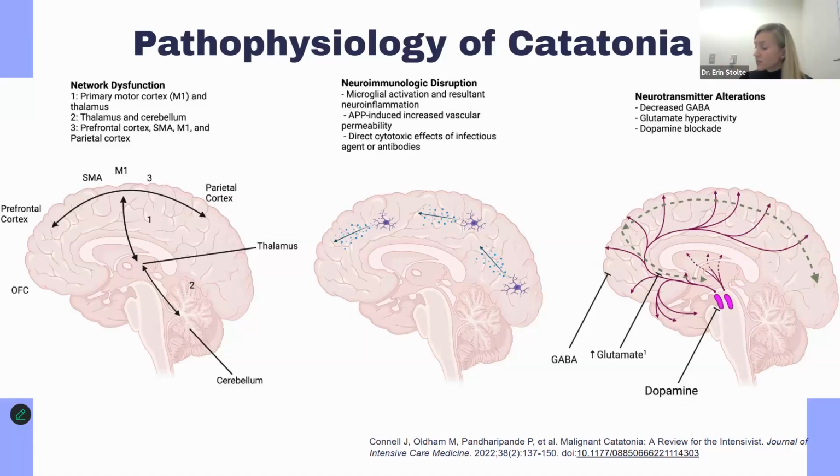The neurotransmitter system is also quite interesting. So there's significant reduction in your GABA system. So you have less inhibitory neurotransmitters. You do not have the same amount of these neurotransmitters to stop an action. We also know that there's excess glutamate, and so there's excess excitatory activity. And within the basal ganglia, there's also reduction in dopamine.